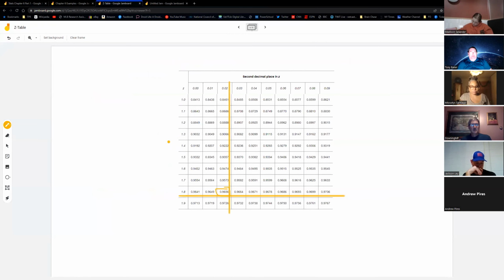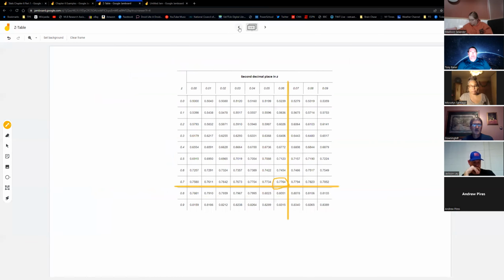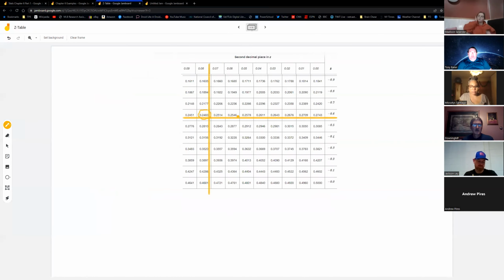All right, so let's look at our Z table. So we're going to look at the negative ones. And we're looking for, hold on one second.